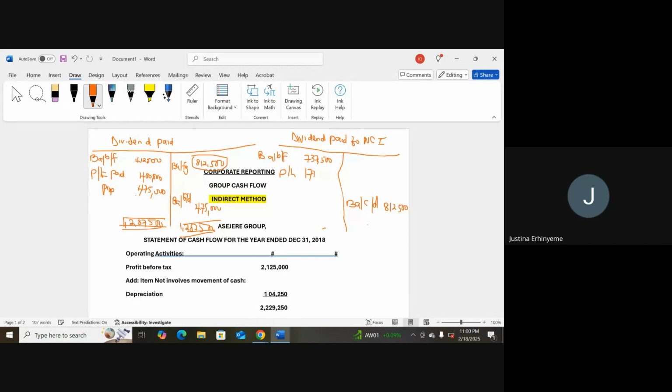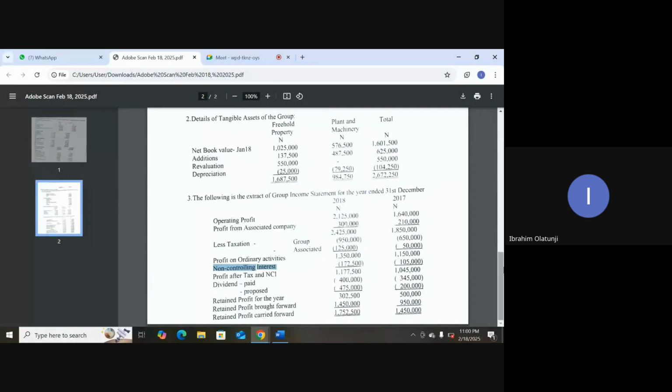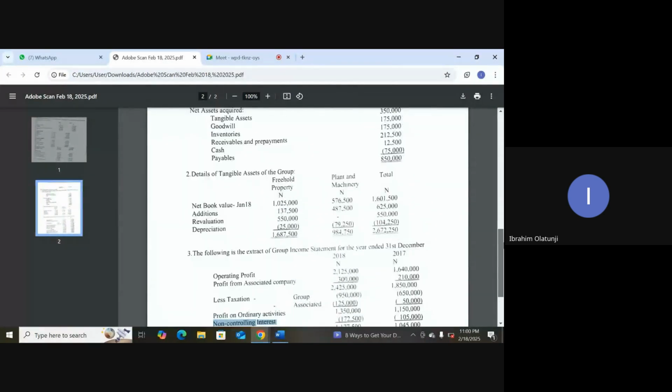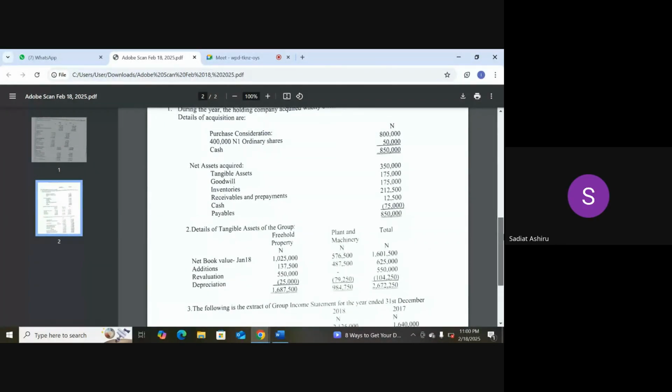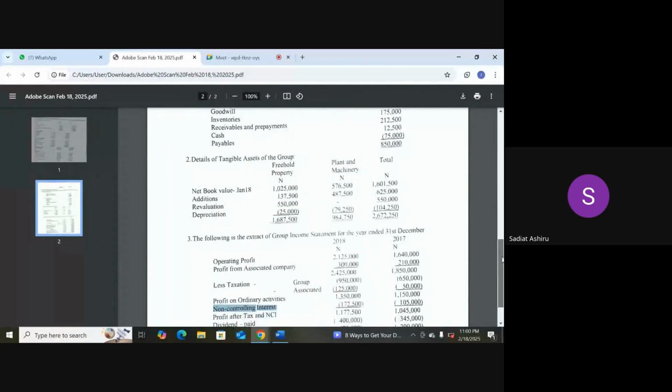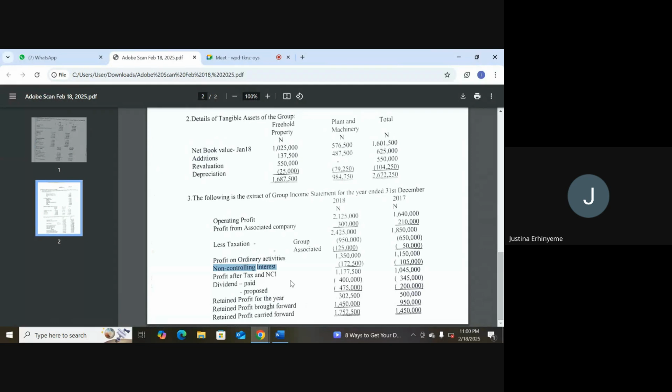172, 500. Then you look for if there is another place where you see NCI again. No, I've checked too. Profit after tax and NCI. Where is it? Yeah, Profit after tax and NCI. We're not using that one. Yes, profit after tax and NCI.